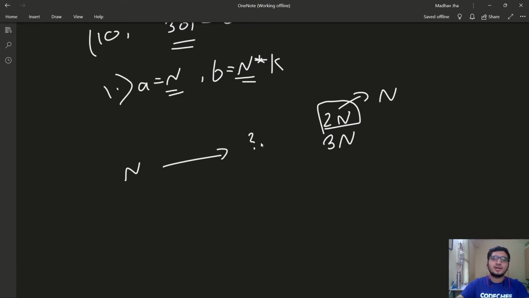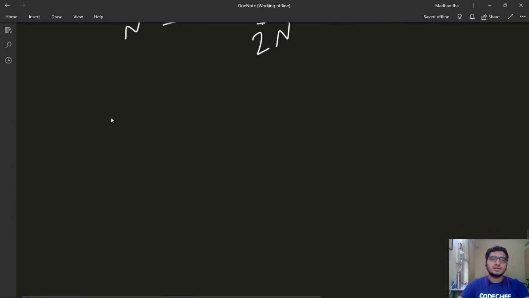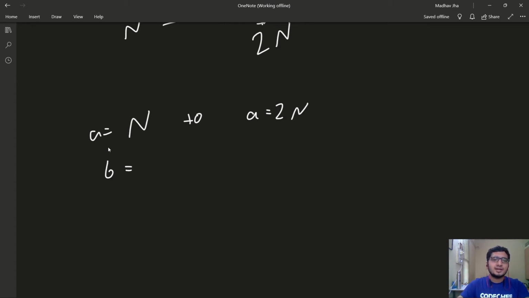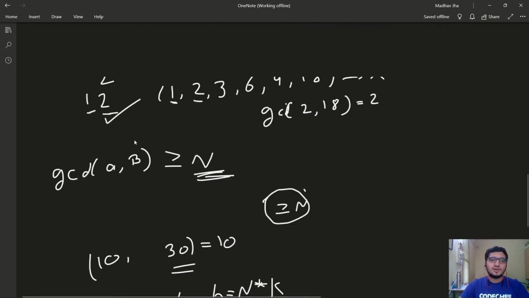So what we can do is try all the numbers that are between n and 2n. So we start from n and go to 2n. Now what will be our b? We know that b should be a multiple of n. And the maximum value that we can go to?